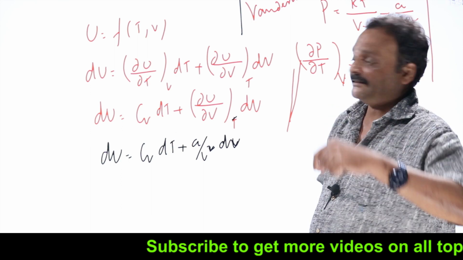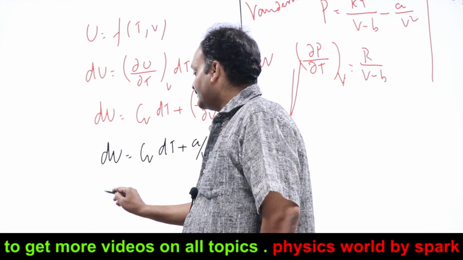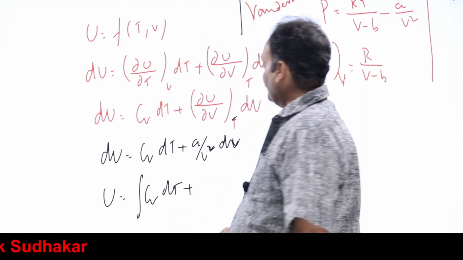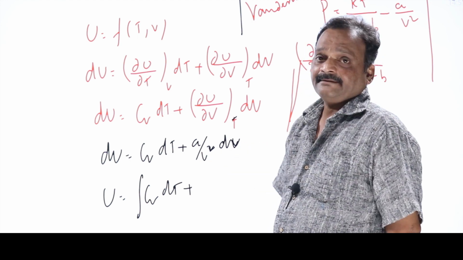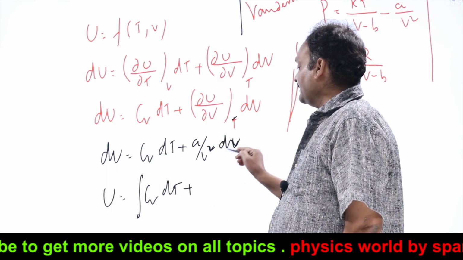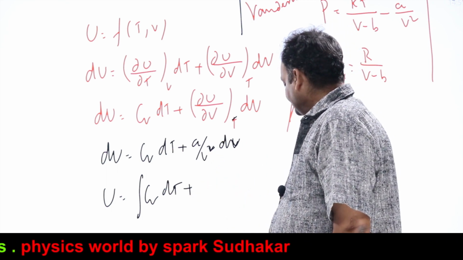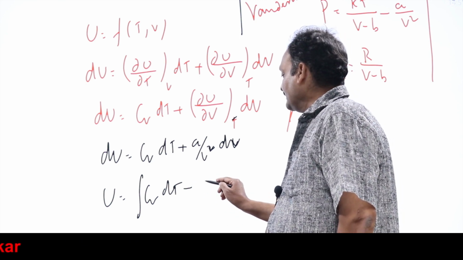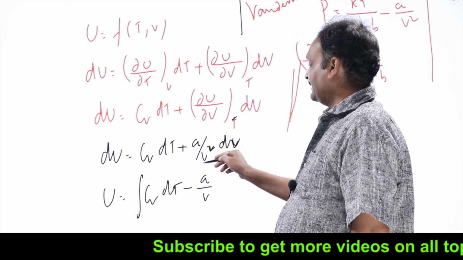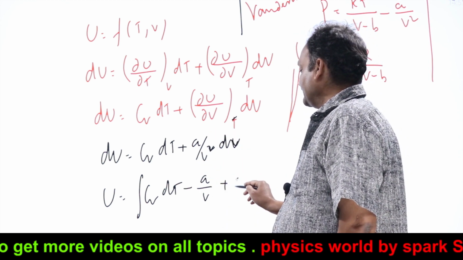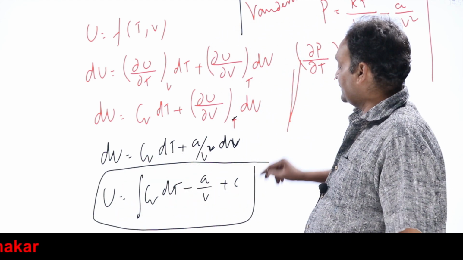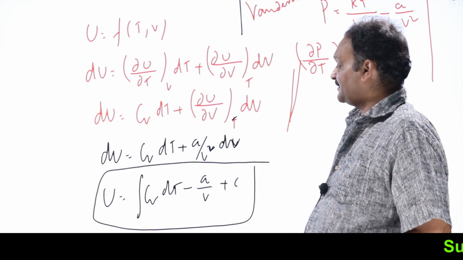What is internal energy? Integral dU is nothing but U. So internal energy U equals integral Cv dT plus integral A by V squared dV. Integral of 1 by x squared is minus 1 by x, isn't it? So integral A by V squared dV is nothing but minus A by V plus some integration constant C. So this is the expression for the internal energy of a van der Waals gas, showing how internal energy changes with volume.